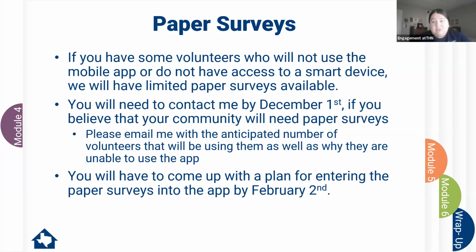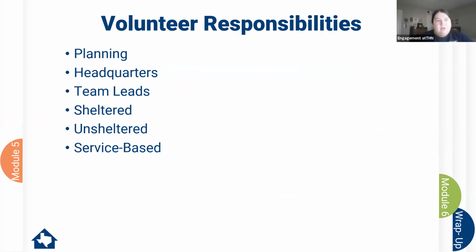You can only use the paper surveys that we provide just for consistency and to make sure that we're asking all the same questions with the same language. You're required to send all the paper surveys to THN directly after you input them. If you need help inputting them, please let me know. That's something that I could definitely help with. And any other paper surveys created by anyone other than THN will not be utilized for the point in time count. So I recommend coming up with a plan for entering the paper surveys into the app by February 2nd. If that's something that's not feasible, please let me know. I'm very flexible when it comes to these kinds of things, and I'm more than willing to help out with entering any sort of paper survey data.